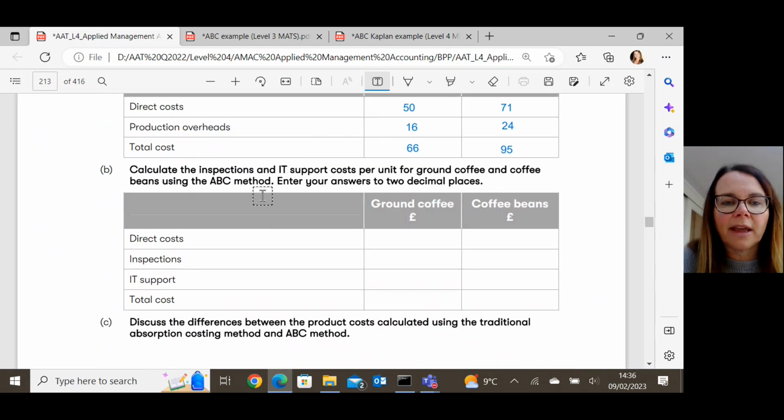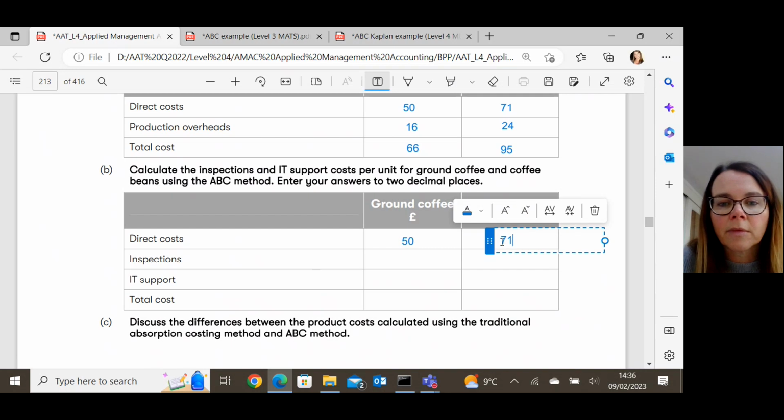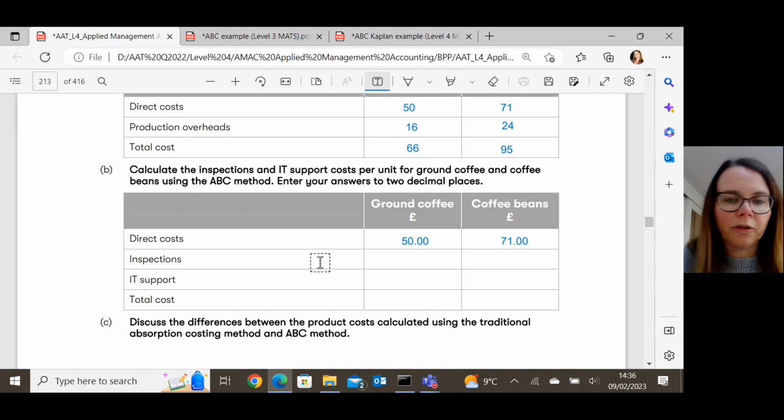And then using activity-based costing, our direct costs are the same as before. This says to 2 decimal places, sorry. So 50.00, 71.00. Right, and then we come on to our activity-based costing.